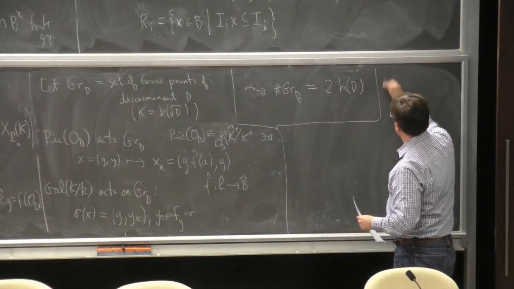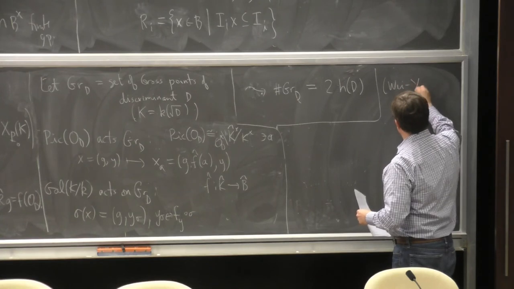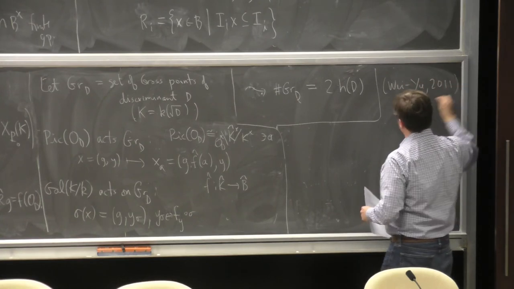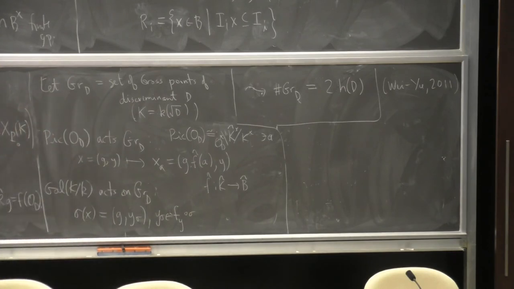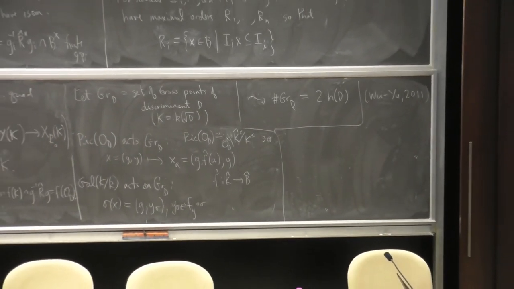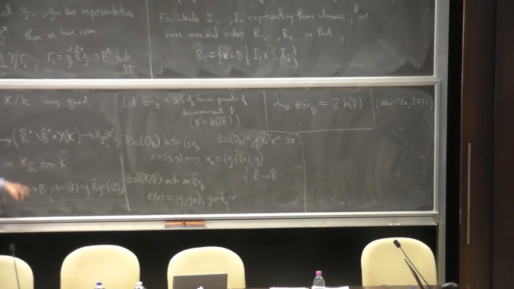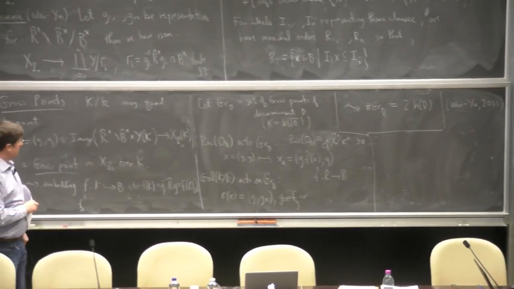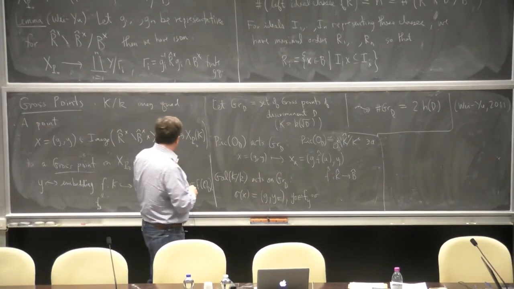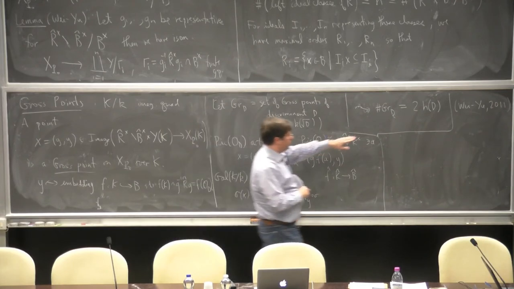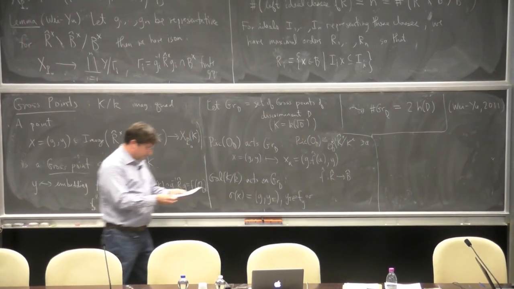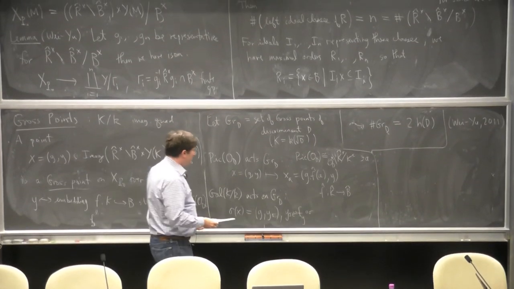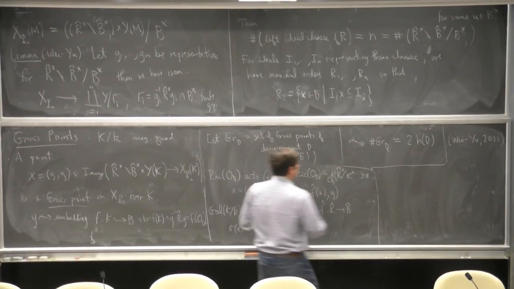Okay, and this was proved by Wei and Yu in 2011. They have a more general formula. In fact, I should mention that their formulas don't require that P naught be an irreducible prime, but we've stuck to that case to make things a little simpler for what we want to do. They give a more general formula, but in our particular case, it boils down to this result.